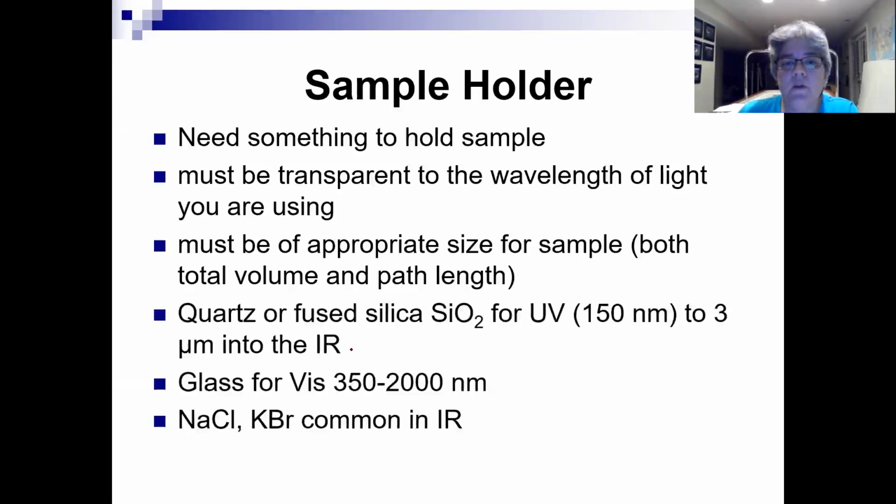So there are 3 kinds of sample holder materials that you should know. If you're going to work in the UV, the sample material we normally use is quartz, or sometimes it's called fused silica. If I want to work in the visible region, then I'm going to use glass. And if I want to work in the IR, we would normally use sodium chloride or potassium bromide. Now you think, oh, that's a salt, that's not clear, but you put them under pressure and they will actually turn transparent so the light can go through.